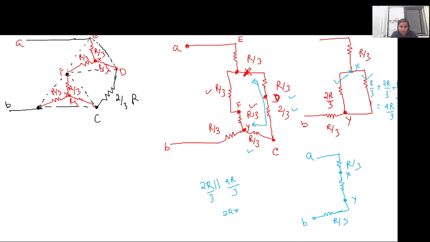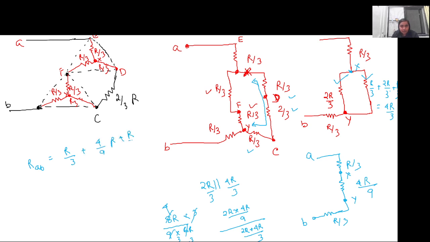So it will be 2R by 3 into 4R by 3 over 2R by 3 plus 4R by 3. So it will be equal to 8R by 9 into 3 by 6R. So this will be equal to 4R by 9. So the net resistance RAB will be equal to R by 3 plus 4R by 9 plus R by 3, that is 6R plus 4R by 9, 10 by 9 R.